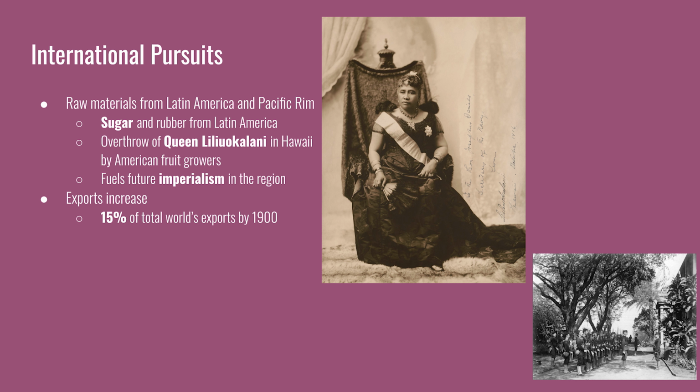The fruit growers had the support of President Benjamin Harrison, but could not get the annexation through before the end of his term. The next president, Grover Cleveland, rejected annexation, so Hawaii wouldn't be annexed until President McKinley's term in 1898. Overall, the United States increases its presence in the world economy, and by the year 1900, they are one of the largest economies in the world.